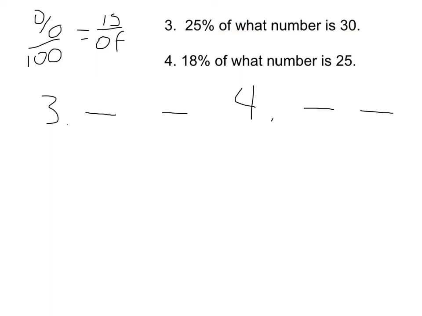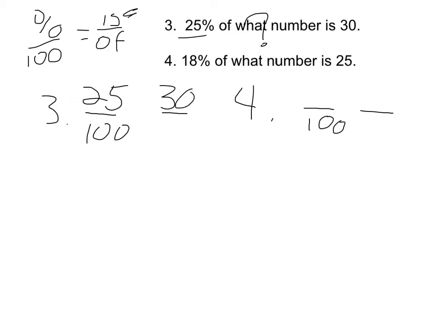I've already set up 3, and I've put up my two fraction bars. The denominator is always 100. I'm going to do that on 4 too while I'm at it. Number 3, the percent is 25%. Of what number? I don't know what of what number. It's a question mark. Is 30. Well, I can see here is goes on top. Is 30. So this time my fish tail needs to end here for it to be right.